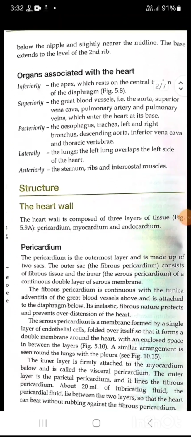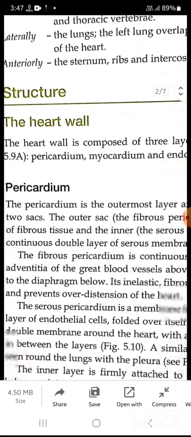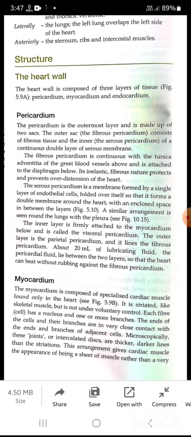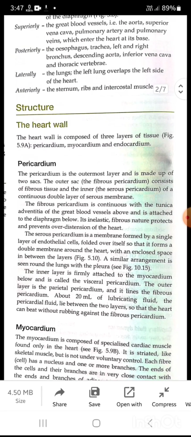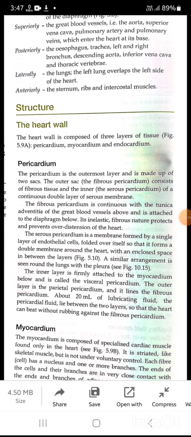So, next is the structure. In heart structure, the heart wall is composed of 3 layers of tissue: pericardium, myocardium and endocardium. First is the pericardium. Pericardium is the outermost layer and is made up of two sacs. The outer sac is the fibrous pericardium, consisting of fibrous tissue, and the inner is the serous pericardium, a continuous double layer of serous membrane.